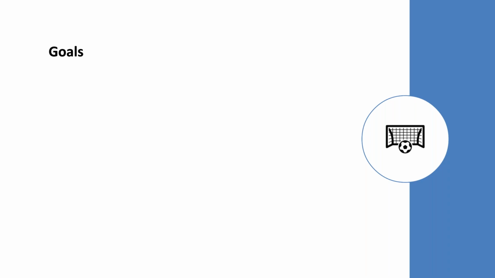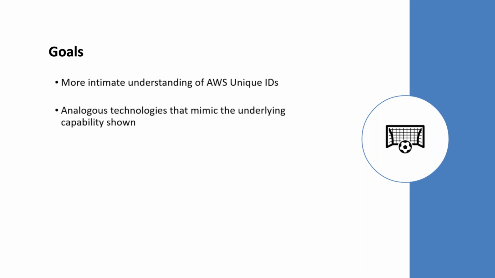So what are the goals today? What are we going to be covering? We're going to get a more intimate understanding of AWS unique IDs, what they mean, and how you can use them to really sharpen your craft at handling certain things in the cloud. We're also going to talk about some analogs. For me and others, I find that when you provide analogous technologies that mimic the same kind of capability, the understanding of the person you're talking to is vastly improved and more rapid.